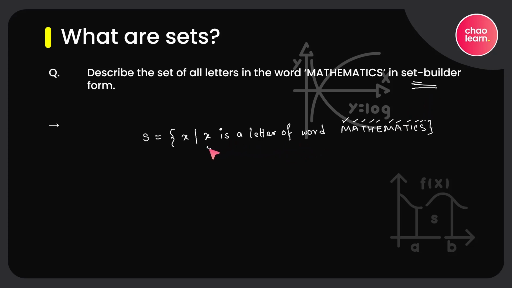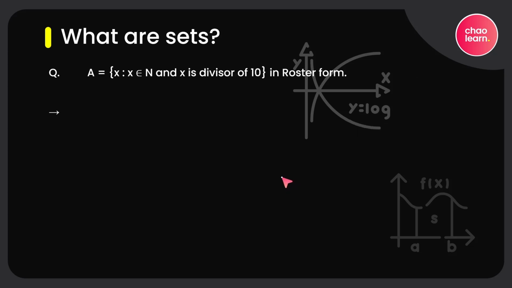And this whole statement is nothing but the property of the elements. The property of the elements is that they belong to the word mathematics. You could also use, instead of this, this colon. That's one and the same thing. Now let's solve another problem. So this is the last problem.